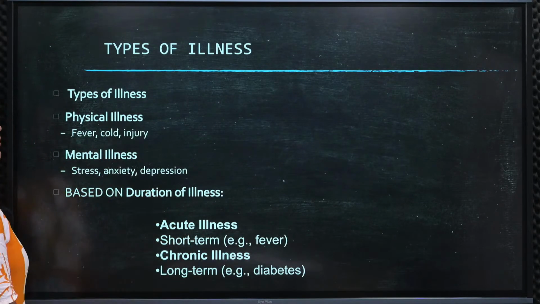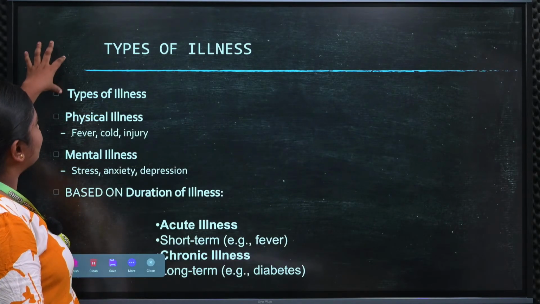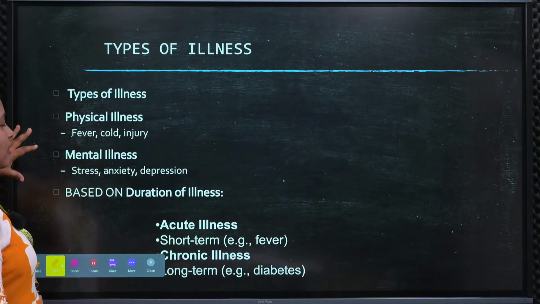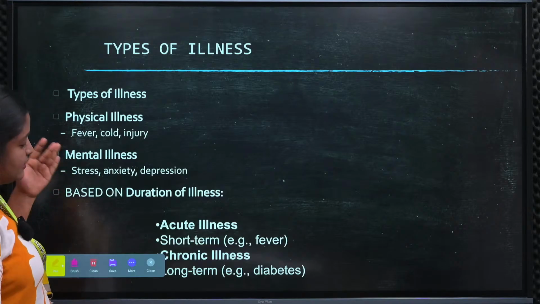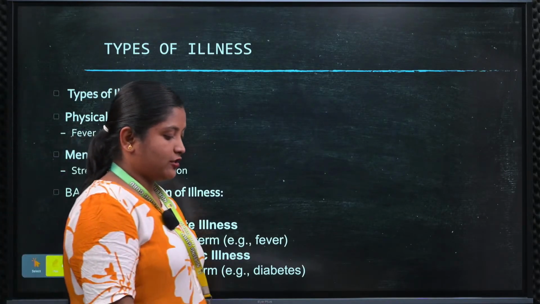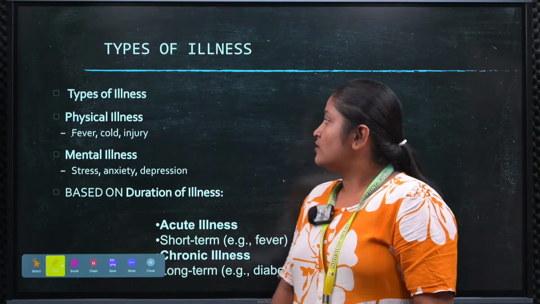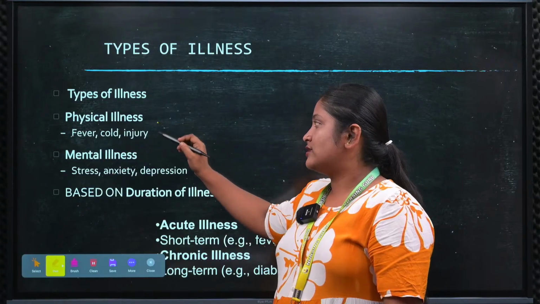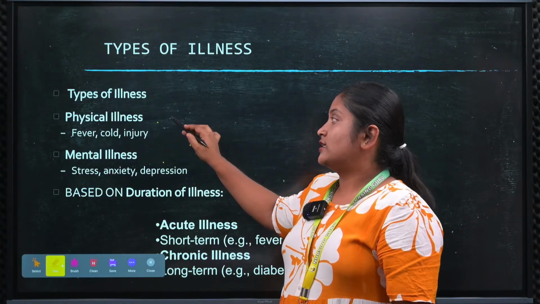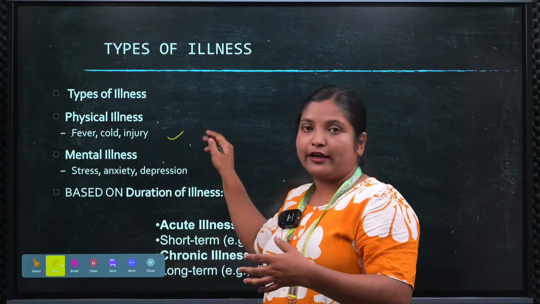Now we can move towards the types of illness. The types of illness are based on physical illness and mental illness, and the other is based on duration. So two categories will come. The first is physical illness and mental illness. Physical illness, for example, includes fever, cold, or any kind of physical injury.